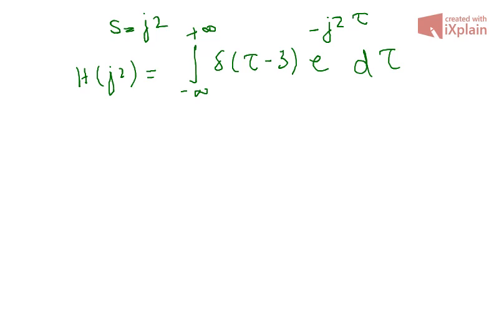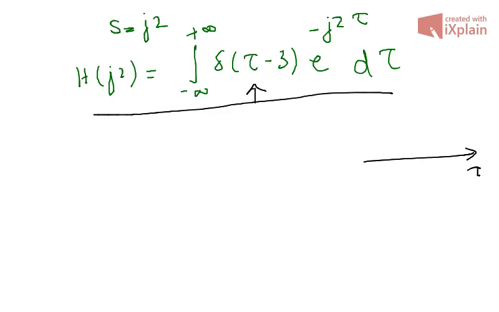Now let me evaluate this integral for you with the help of your previous concepts of delta of t. Let me do it here on the right hand side. If you want to draw the first function, the delta of tau minus 3, suppose this is 0, this is 3. Delta of tau minus 3 is basically an impulse which is at 3. This is your delta of tau minus 3.